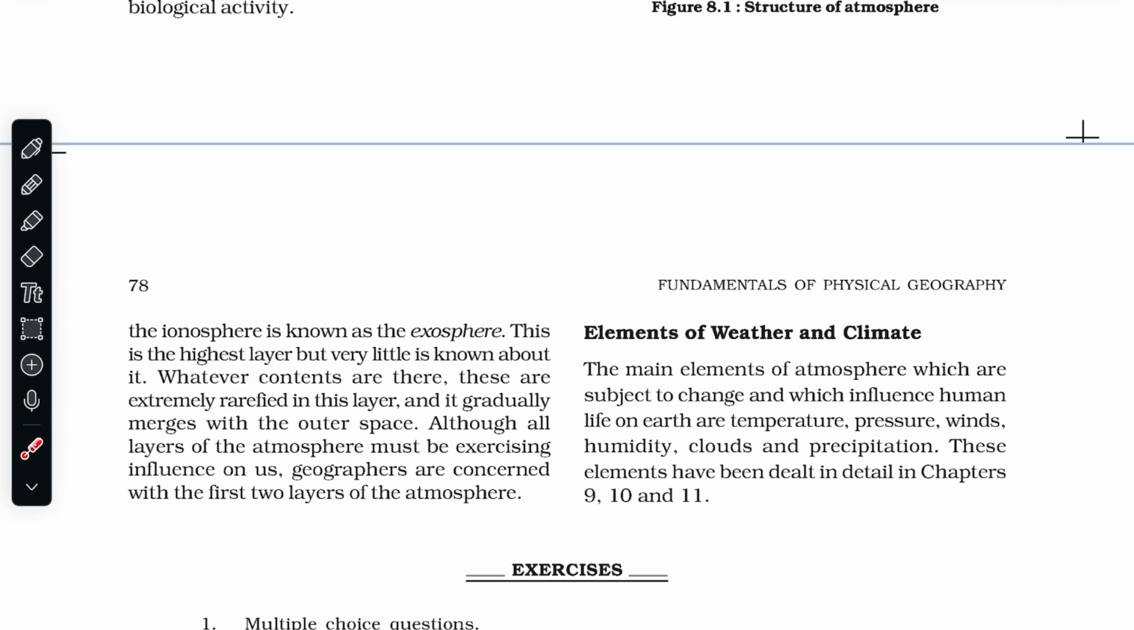Although all the layers of the atmosphere exert an influence on us, geographers are concerned with the first two layers of the atmosphere, which are the troposphere as well as the stratosphere. The main elements of the atmosphere which are subject to change and which influence human life on Earth are temperature, pressure, winds, humidity, cloud, and precipitation.